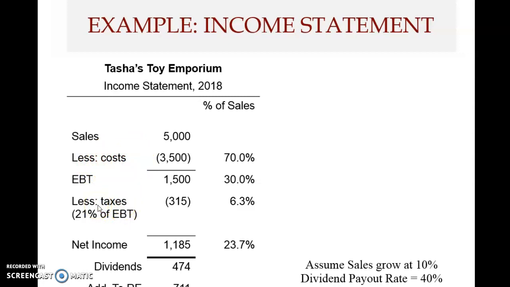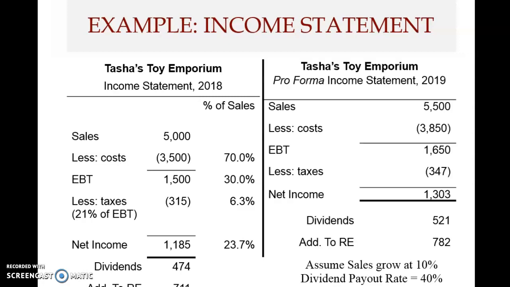Tax is given separately, but it doesn't really matter here, as you will see later. But this cost also includes depreciation, and also includes interest. So that is more or less the same in the income statement. But if you look at the balance sheet, this is the pro forma income statement for the next year.